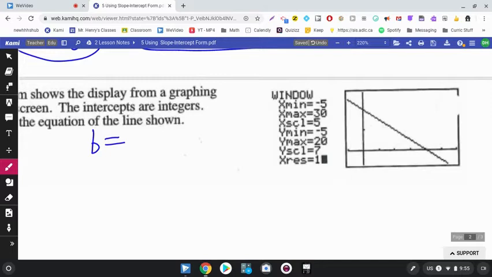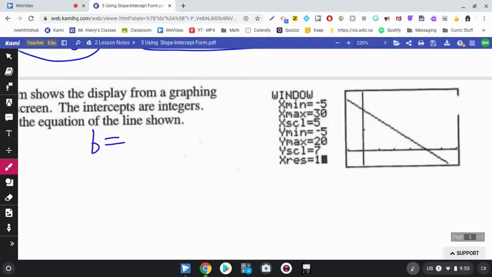Okay, it says your x minimum is -5, your x max is 30, your scale is 5, meaning every tick, there's a space of 5 between all of these. My y minimum is -5, my y max is 20, and I have a scale of 7. So 7, another 7, and then the next tick would be off the screen.